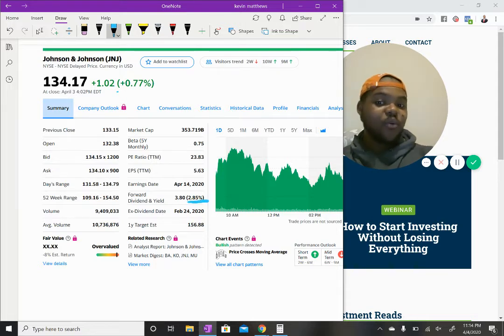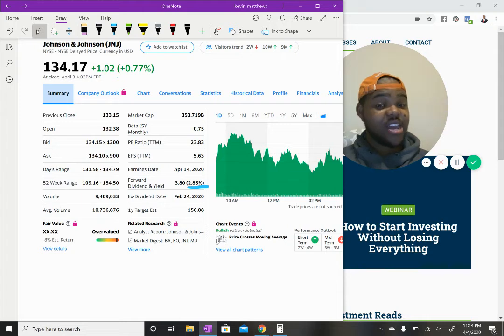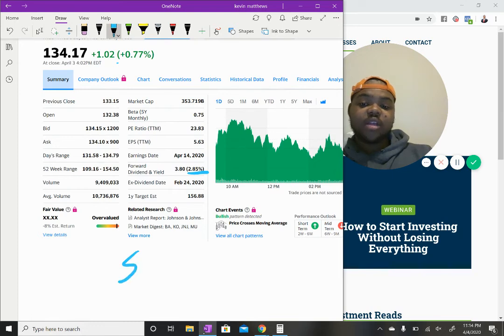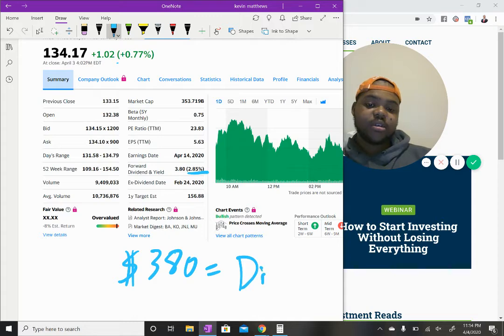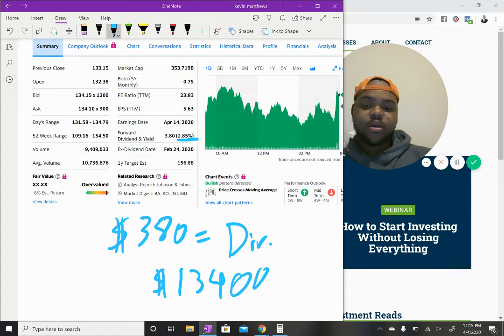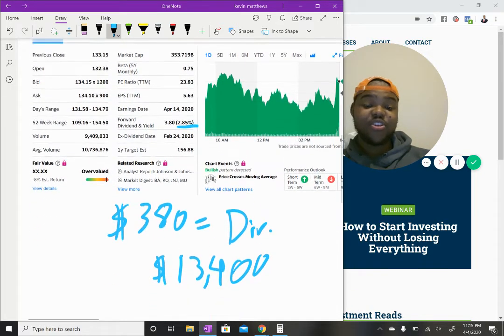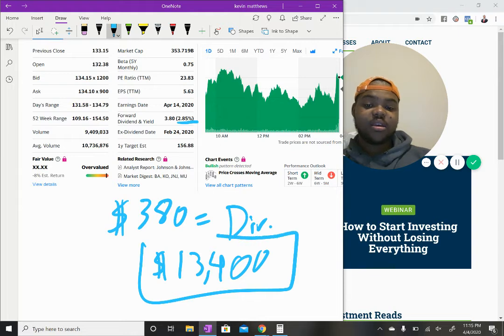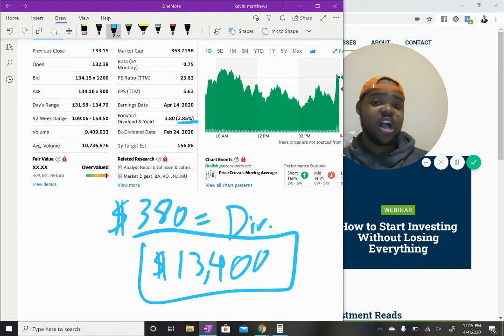Right now, as you can see here, 2.85% of 134 is $3.80. That's how that works. And it's per one share. If you wanted to have $380 a year, and that's still going to be divided up for each quarter, if you wanted $380 in dividends, I'm just going to abbreviate. You guys know my handwriting is bad. You would need 134... yeah, you need $13,000 in stock just to get $380 a year.